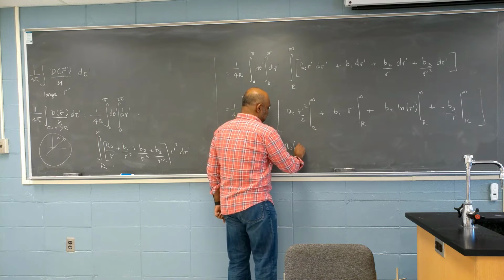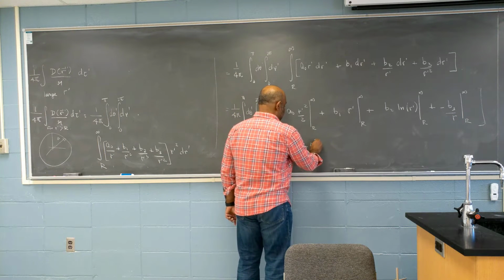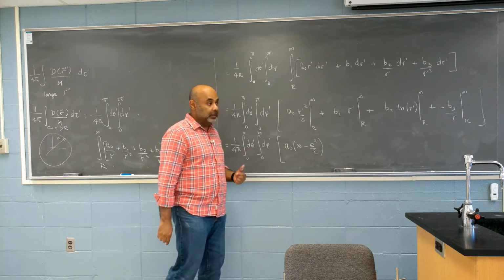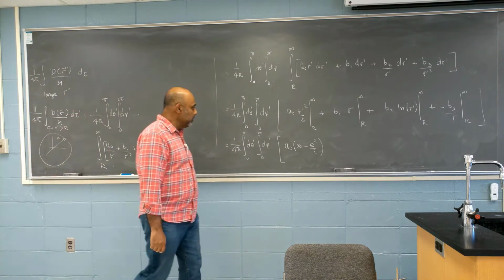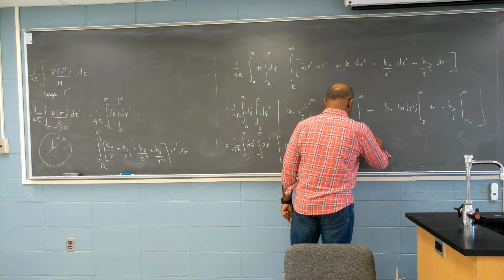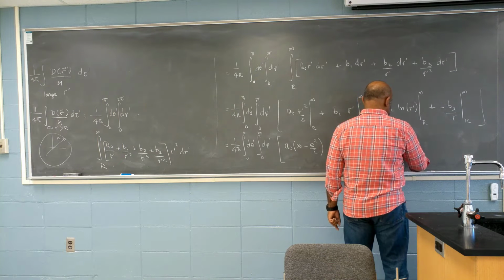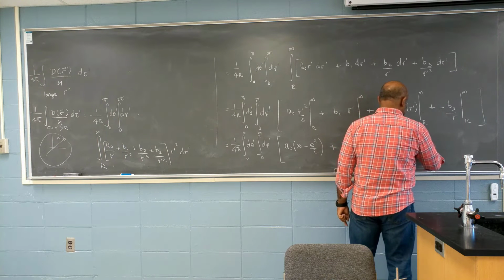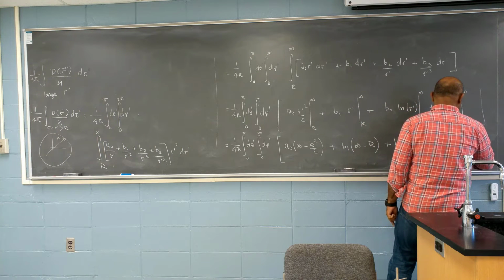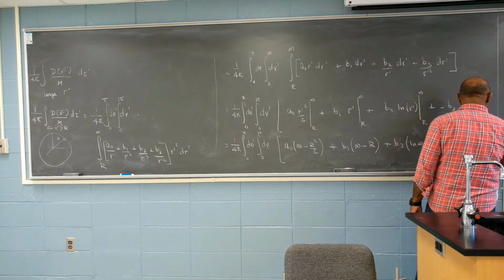A0 times infinity, I don't need to do infinity squared over 2, it's still infinity, minus r squared over 2. So if A0 exists, this function cannot be integrated. Plus, same problem, infinity minus r, plus b2 times natural log of infinity minus natural log of r. And here we have, finally, 1 over infinity is 0, minus 1 over r.